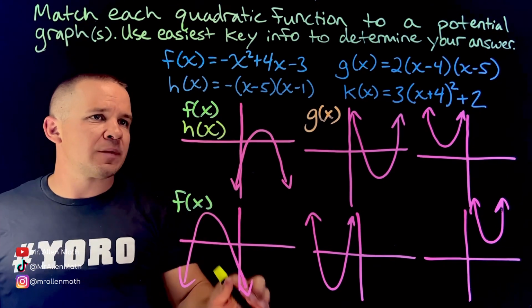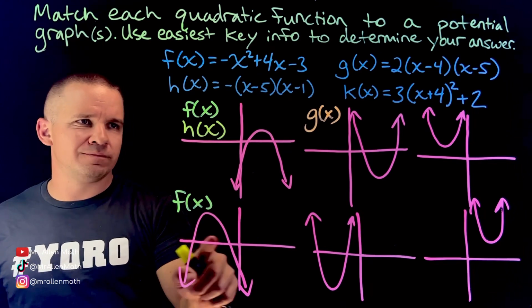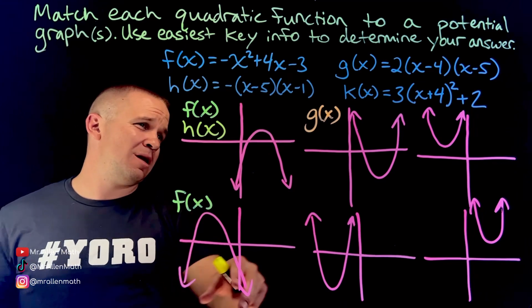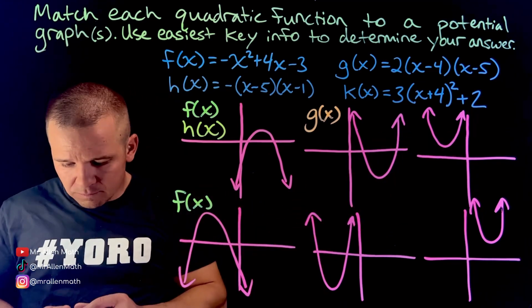Sorry. All right, this one here is opening down, but no, those 2 right there are both negative x-intercepts, so it can't be that one. None of the other ones are opening down. All right. How about k of x?